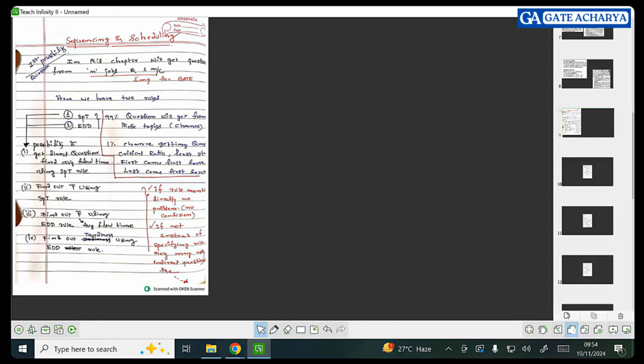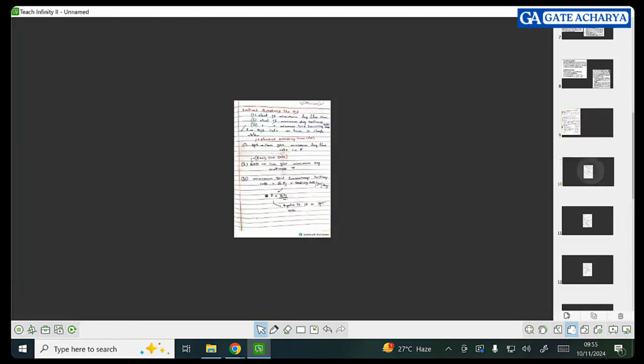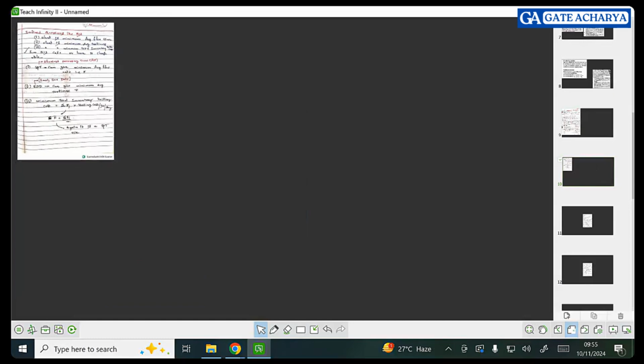The SPT rule can be used for T bar, F bar. The EDD rule can also be used for F bar, T bar. If the rule is mentioned, that's not any problem. If the rule is not mentioned, then they will ask the question in an indirect way. Okay, so now let us see that. What is that indirect way? Now see here, the indirect question comes like this.